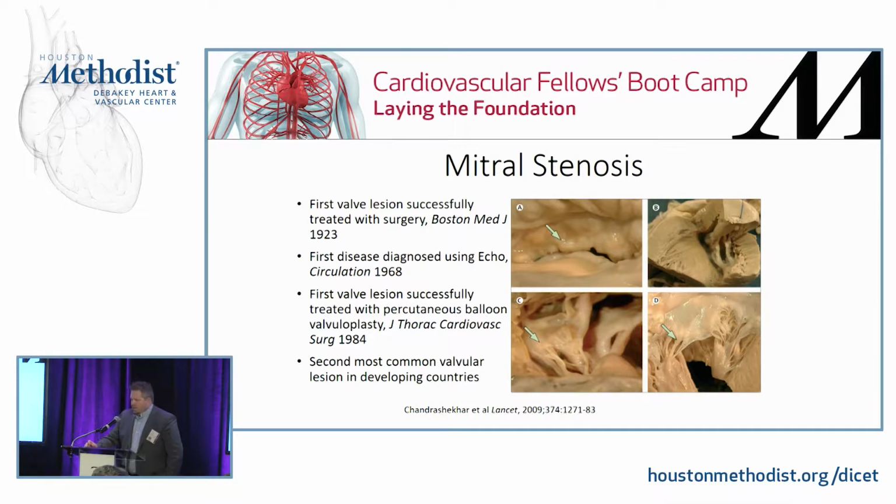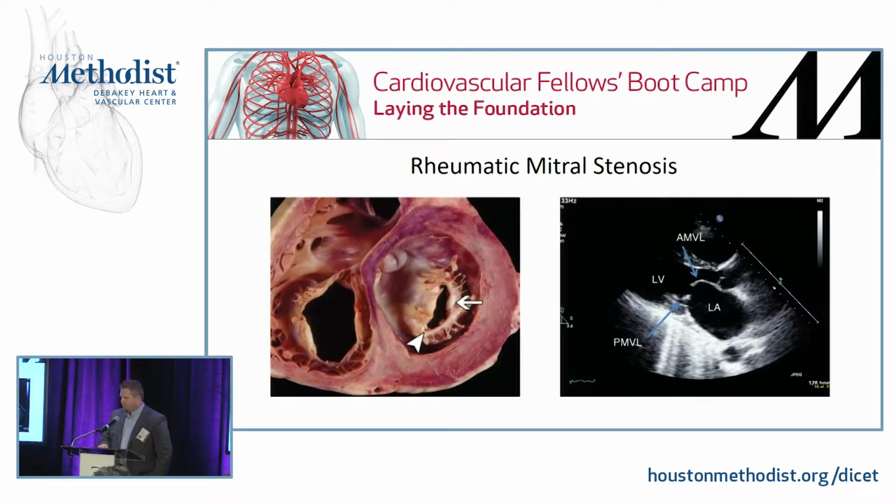And worldwide, it's the second most common valvular lesion in developing countries. So let's jump into rheumatic mitral stenosis, the most common, described as having a fish mouth appearance of the mitral valve. I think you guys can probably appreciate that. You have fusion of the cusp and a typical hockey stick appearance of the mitral valve leaflet.